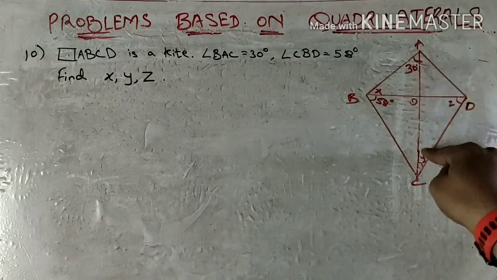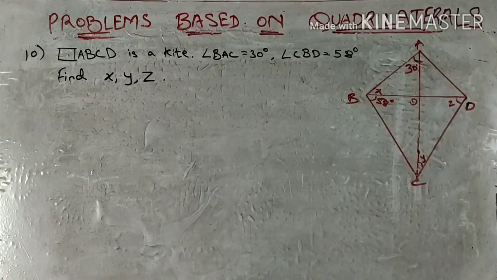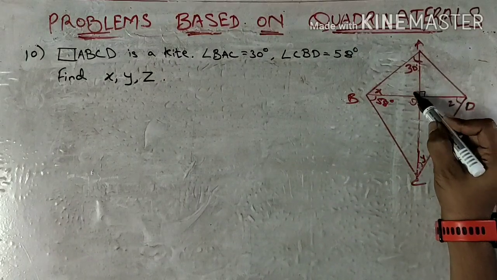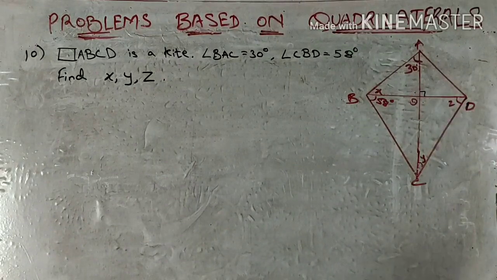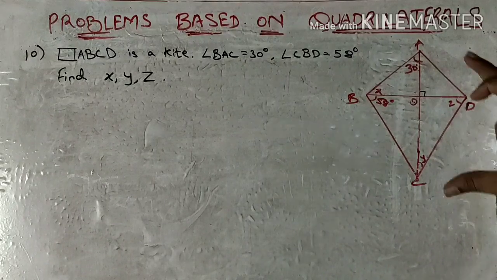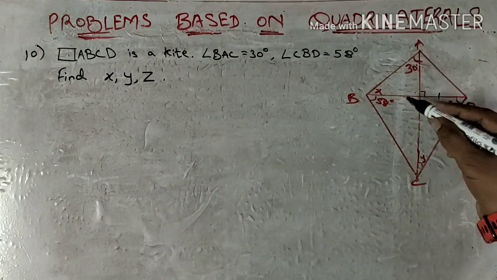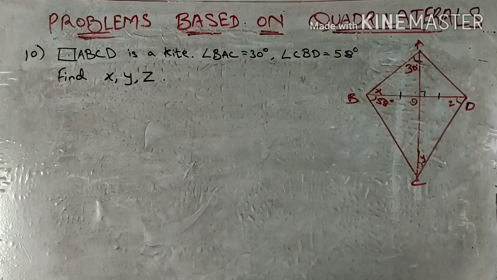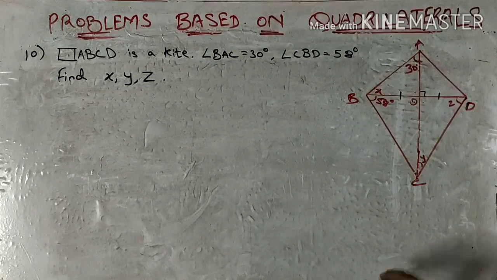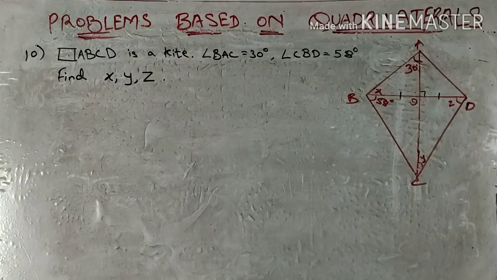We know that the diagonals are perpendicular to each other. That means all these four angles will be 90 degrees. Also, the longer diagonal bisects the shorter diagonal. With that, we know that this is equal to this. Now let's see which of the properties we can use. Also remember that triangles are formed here, so we can also use the angle sum property of triangles. So let's begin.